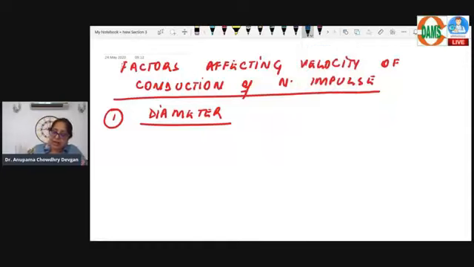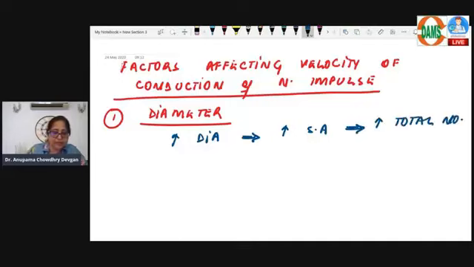Let's see this. Now, more the diameter, more the surface area, more will be the total number of sodium channels.